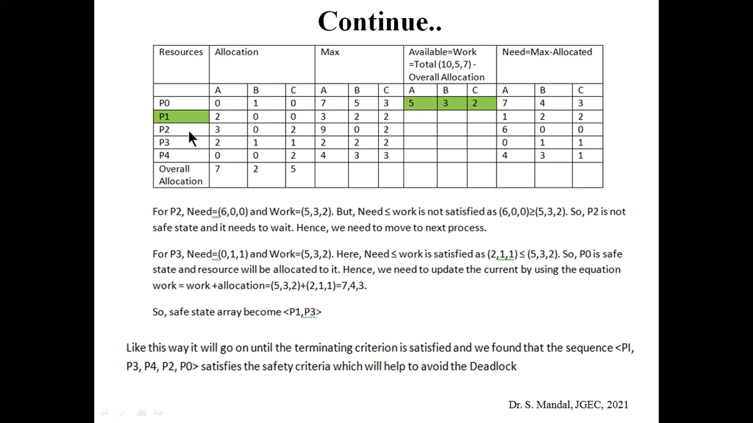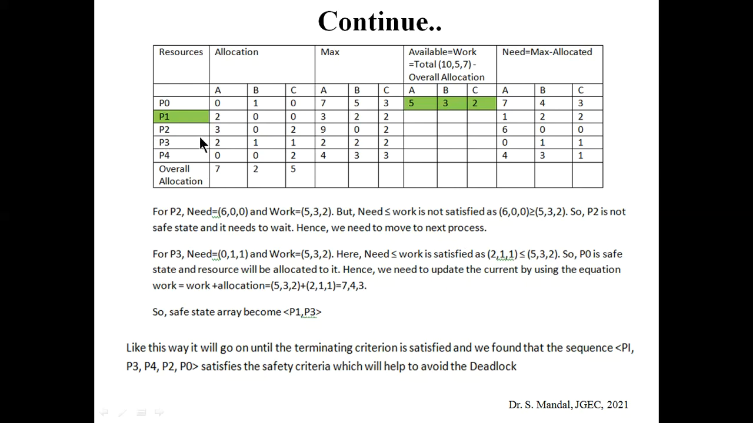Now let's go to the P2 process. For the P2 process, the need is 600 and work is 532. Checking the condition, 6 is greater than 5, so need is not less than or equal to work. So P2 is not in safe state, and it will need to wait. We need to move to the next process.